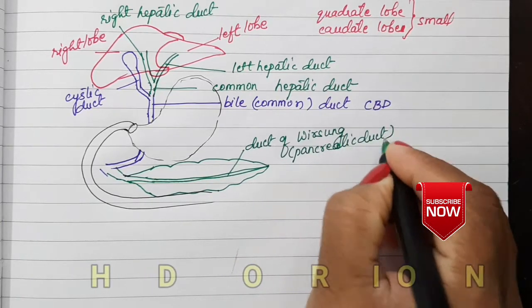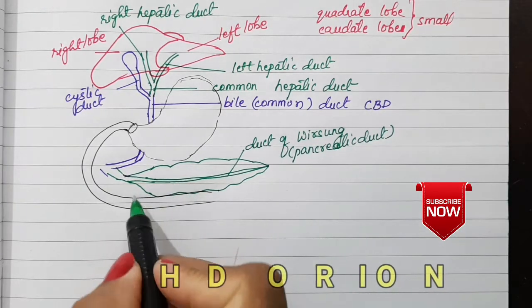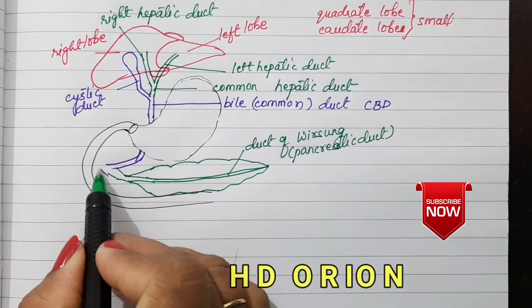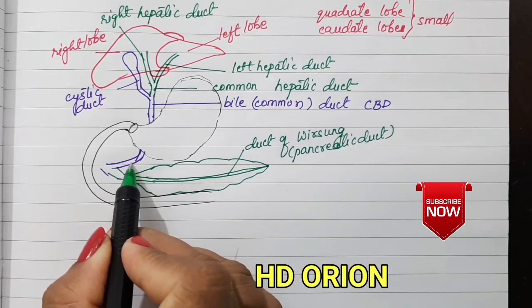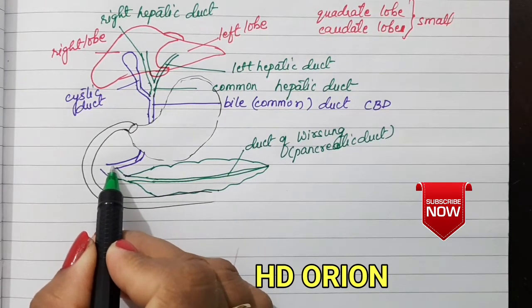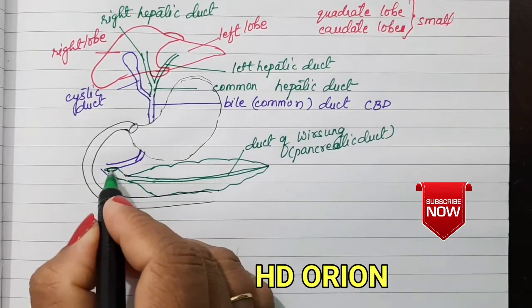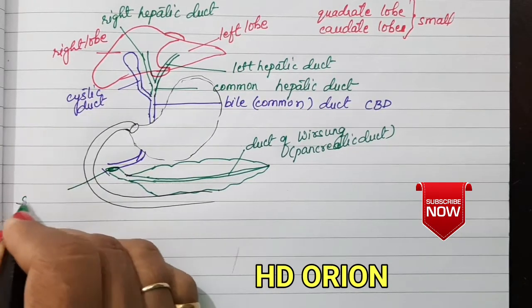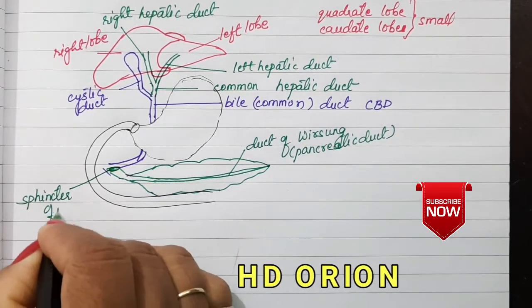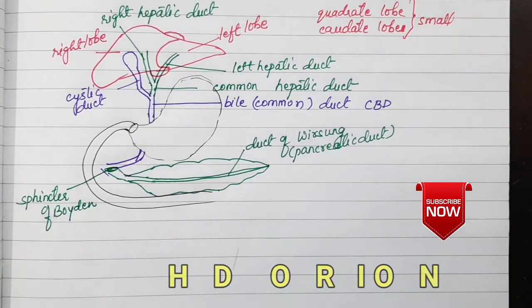The function of this duct is to bring the pancreatic juice which is produced by the pancreas, and then the pancreatic juice will come out through the pancreatic duct and will join with this common bile duct. The opening of this pancreatic duct into the common bile duct is by a sphincter. This sphincter is known as sphincter of Boyden. All these are the names of the biologists.